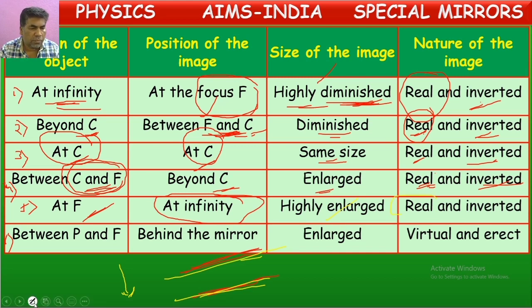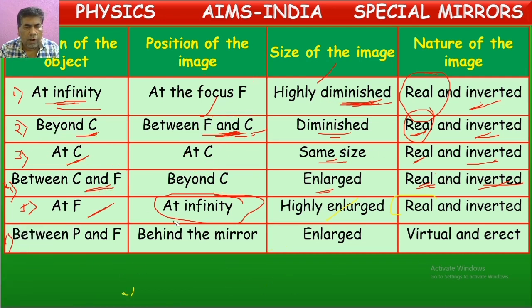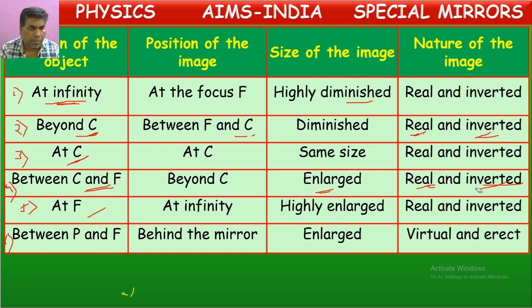In this case also. So in 5 cases, what have we observed? In 5 cases, the image size is increasing gradually, but nature of image is same.